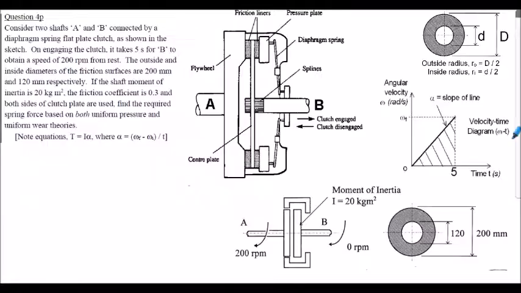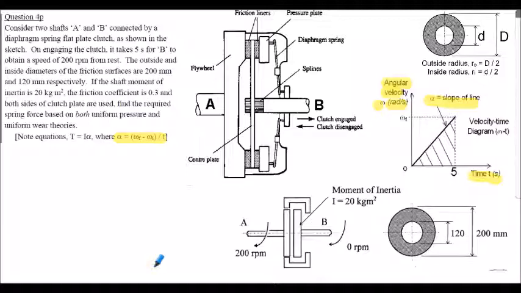Okay, so just to show you the velocity time diagram, this is something we did in level 3 work a long time ago. On the horizontal axis we've got time, and on the vertical axis we've got angular velocity, which of course must be in radians per second. The slope of the line relates to the acceleration. That gradient of the line is the acceleration, and we calculate that using the equation here. So we're able to find the acceleration quite easily.